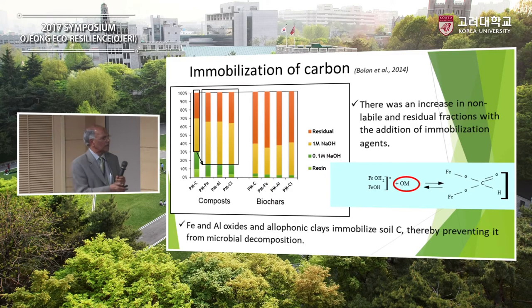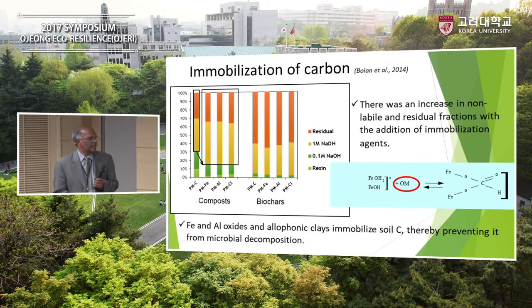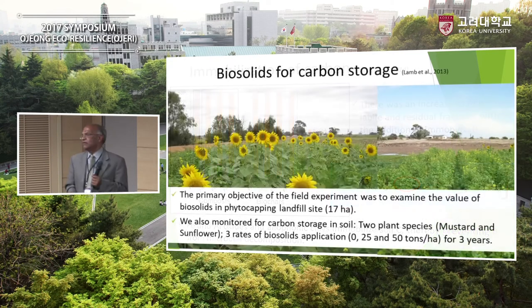Now, this is how the carbon is retained by the clay material. So that's iron oxide, the organic matter, so it binds with the iron oxide. So iron and aluminum oxide immobilizes the carbon, thereby preventing it from microbial decomposition. So therefore, clay materials can be used to retain carbon.